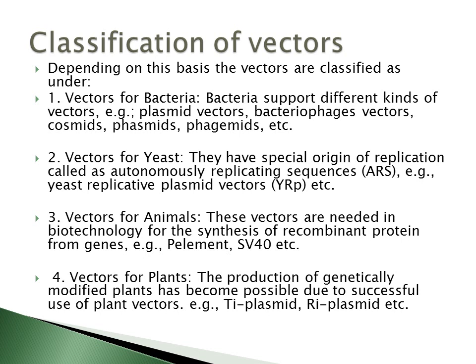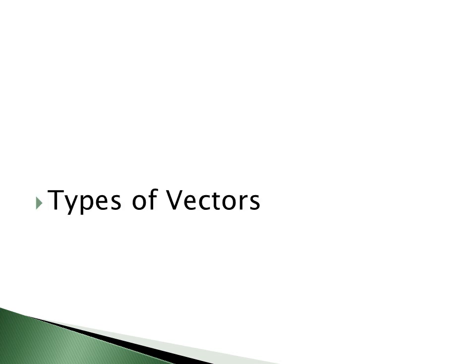Vectors for animals are needed in biotechnology for the synthesis of recombinant protein from genes. Examples are SV40. Vectors for plants: the production of genetically modified plants has become possible due to successful use of plant vectors. An example is the Ti plasmid.